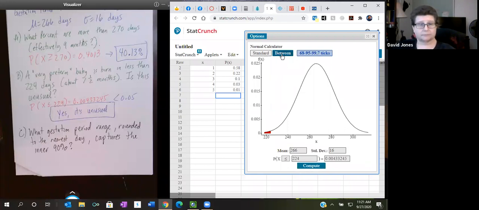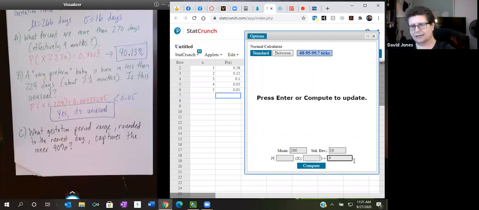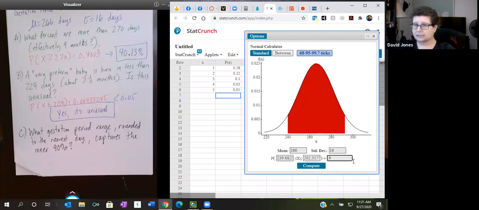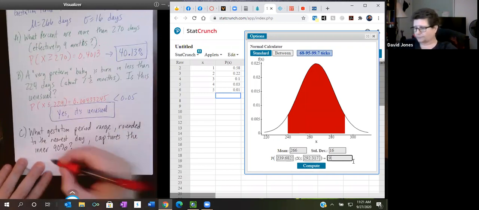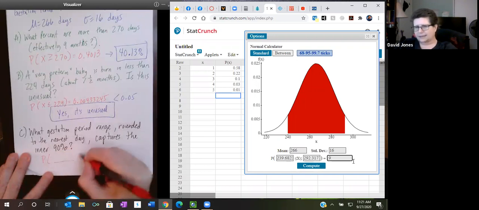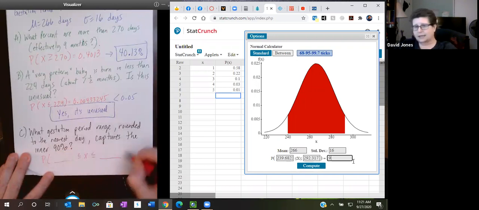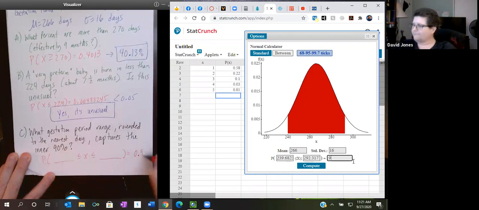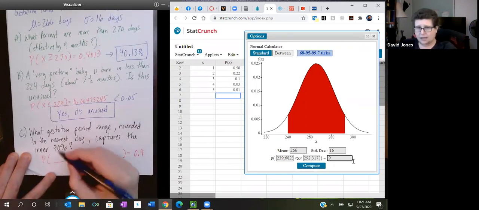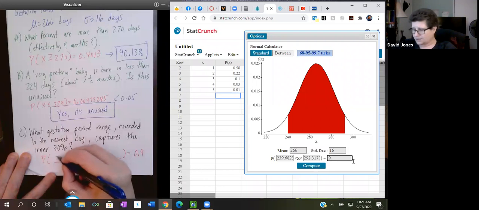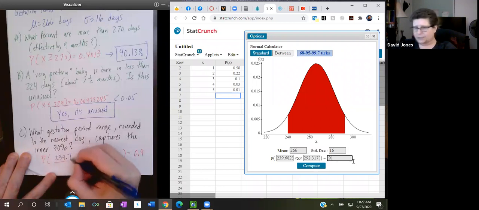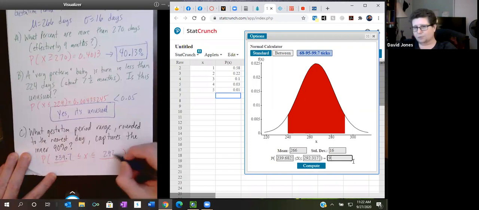All right. Well, the mean and standard deviation are staying the same. We're going to click on the between calculator, and I want the inner value to be 90%, so I'll say 0.9. And when I fill it in, it says probability of blank less than or equal to x less than or equal to blank equals 0.9. To one decimal place, it gives 239.7 and 292.3.